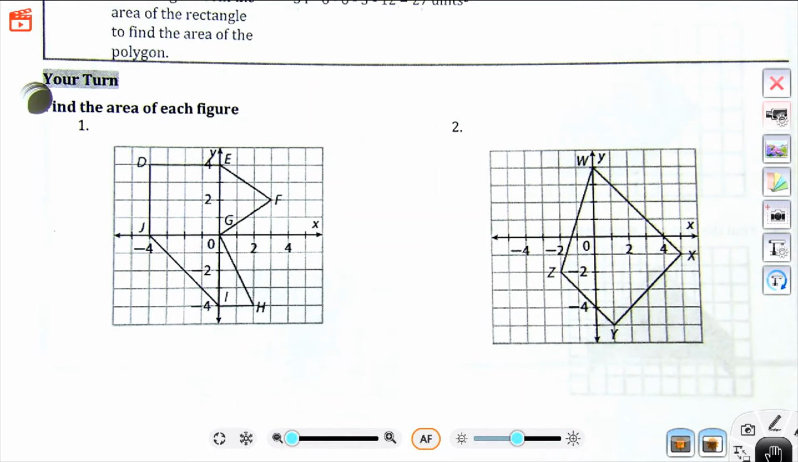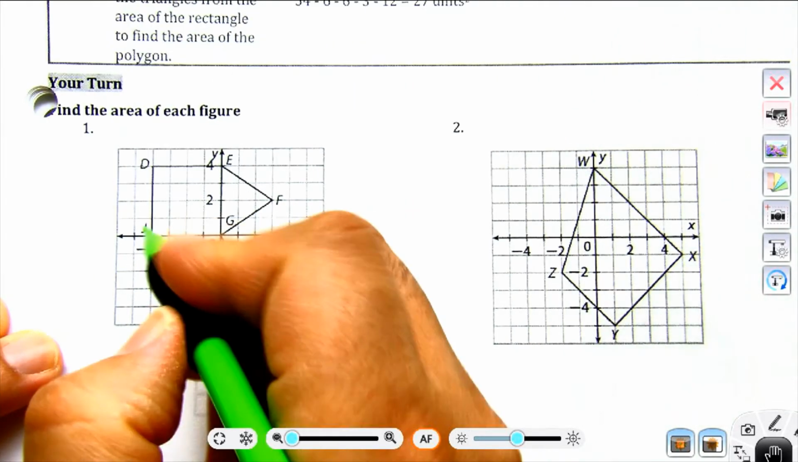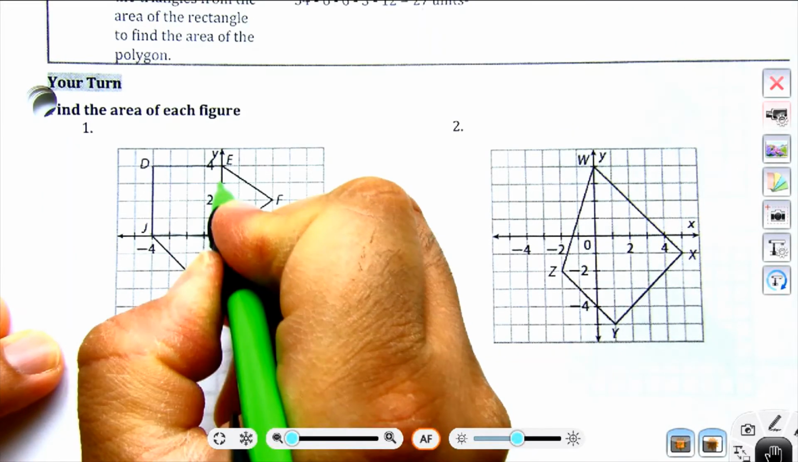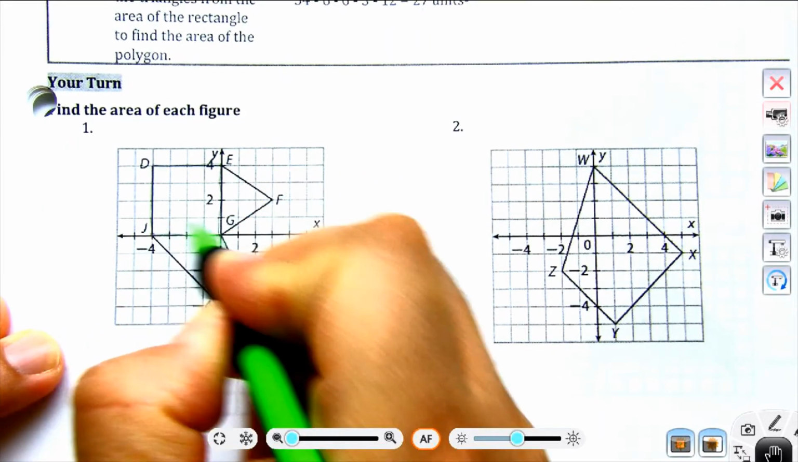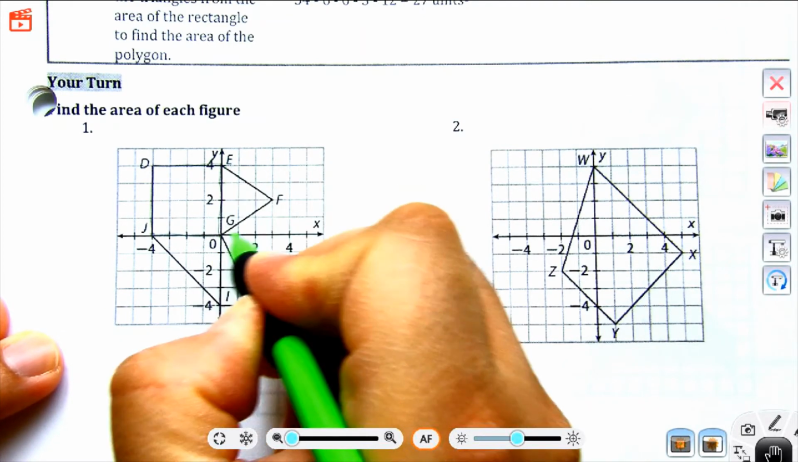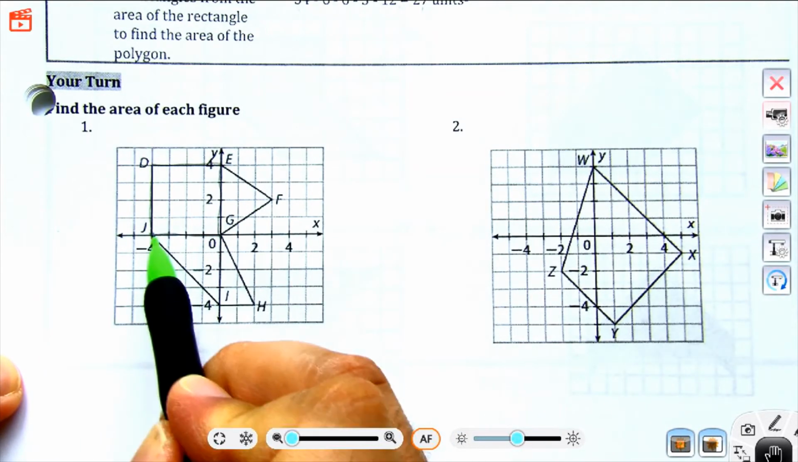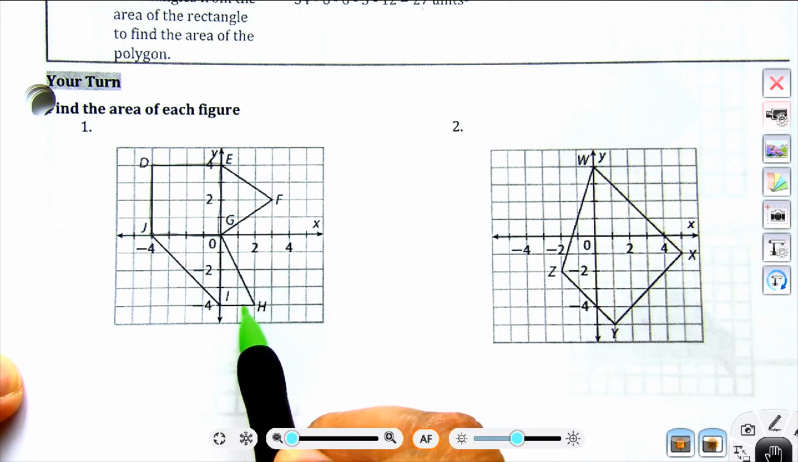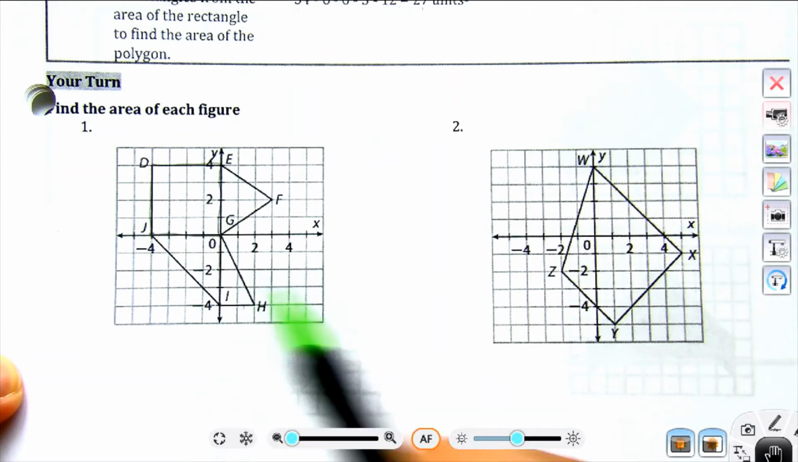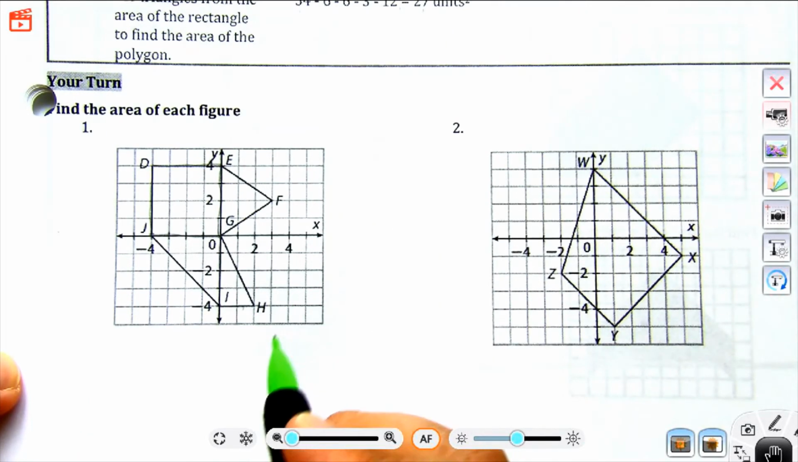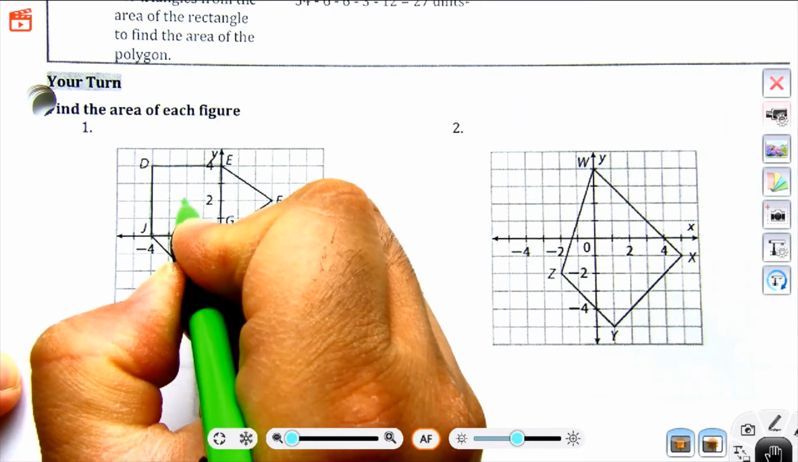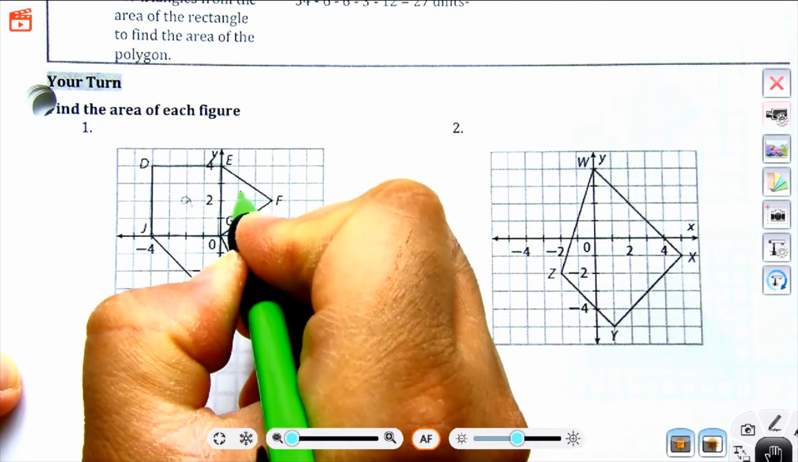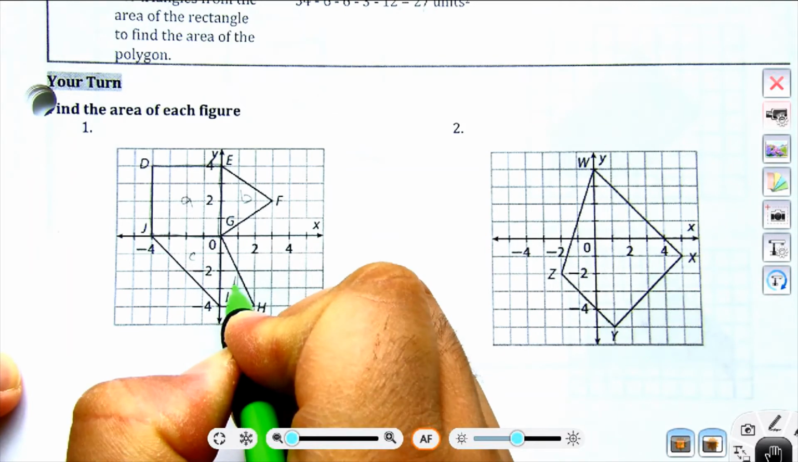So what I see is a square right here. I see a triangle right here. I see another triangle here. And then I see another triangle there. So I'm going to call this square A, triangle B, triangle C, and then triangle D. And then I'm going to find each piece, so square A.